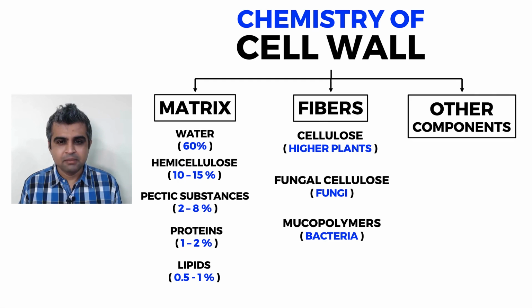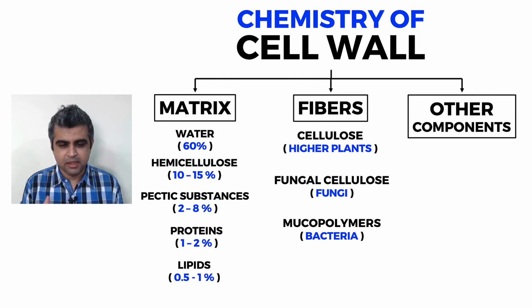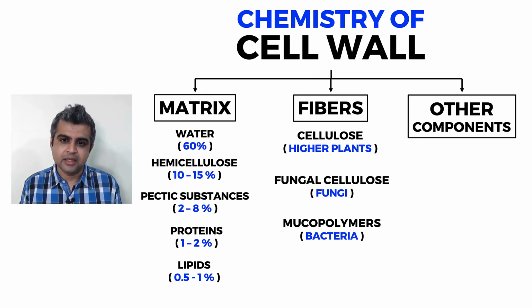So basically the matrix will be more or less the same in plants also, in fungus also, in bacteria also, but the fibers which are present in the matrix, which are going to provide the strength, which are going to protect the cell which is within the cell wall, those fibers are different in the case of a plant, in the case of a fungus, in the case of bacteria. Even in different plants, you will have different kinds of fibers. So those are going to be the fibers which are found within the matrix.